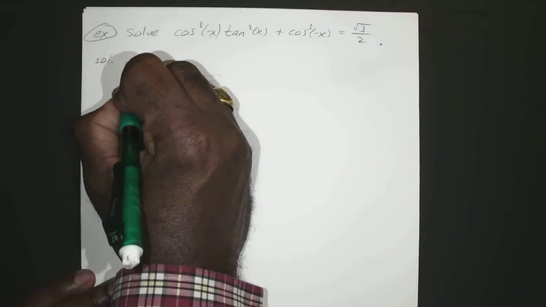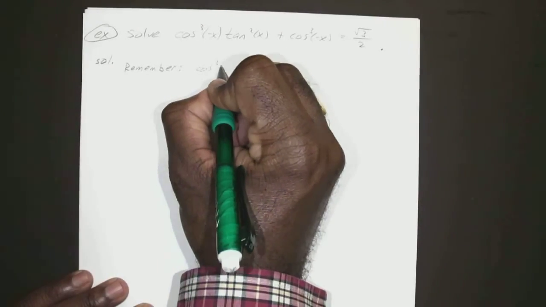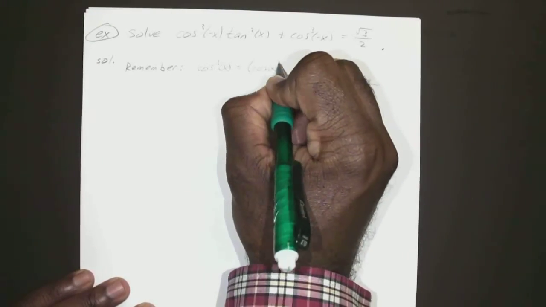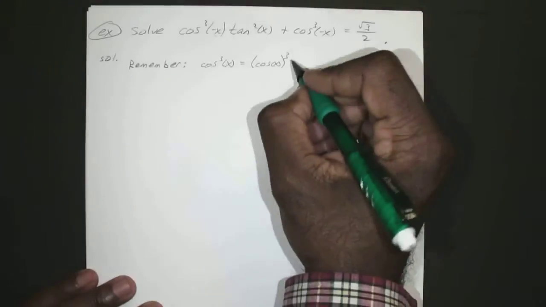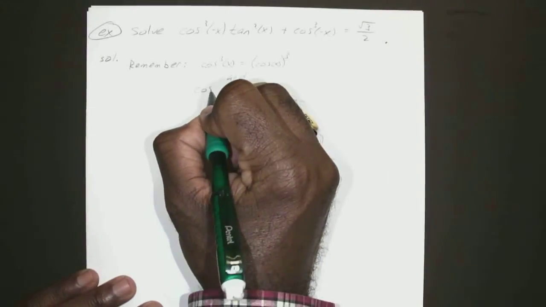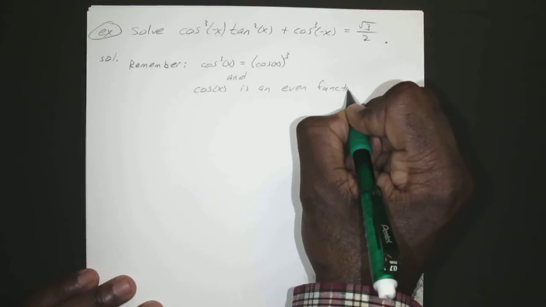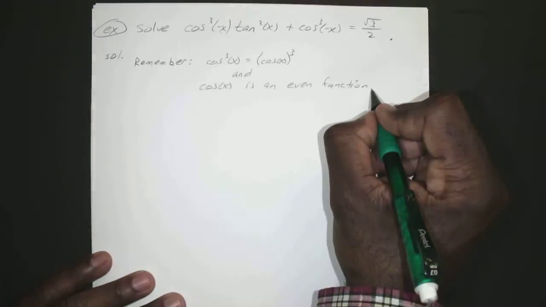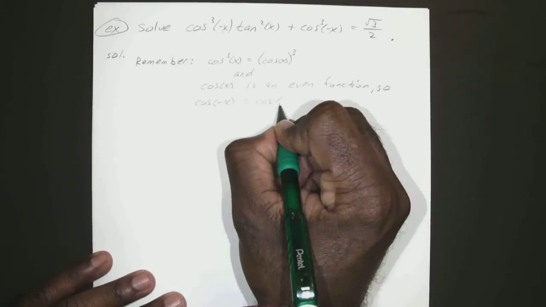Okay. So remember two things. That the cosine to the third of x is the same as just saying cosine of x to the third power, and cosine of x is an even function. Okay, so by being an even function, cosine of negative x is equal to cosine of positive x. Cosine of negative x is equal to cosine of x.